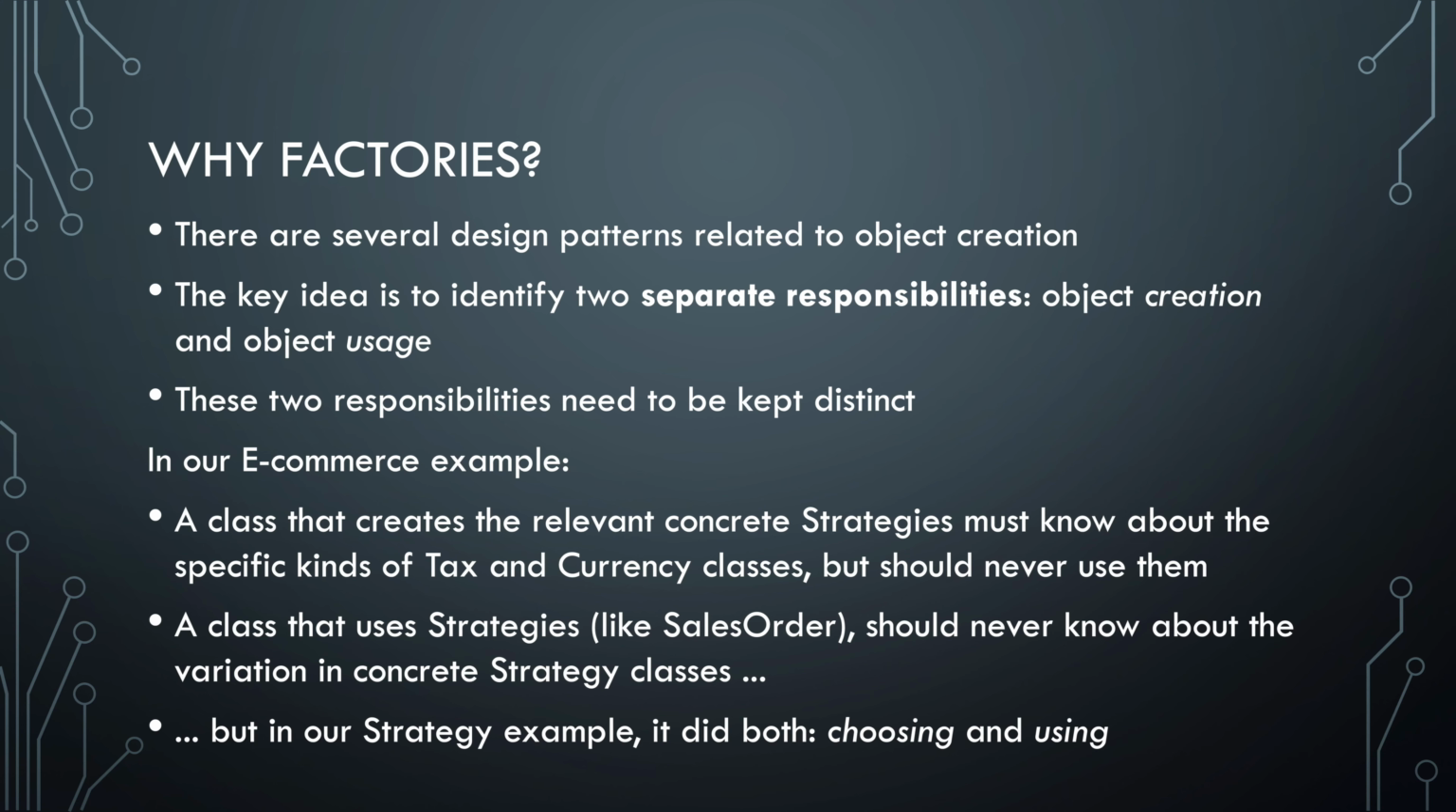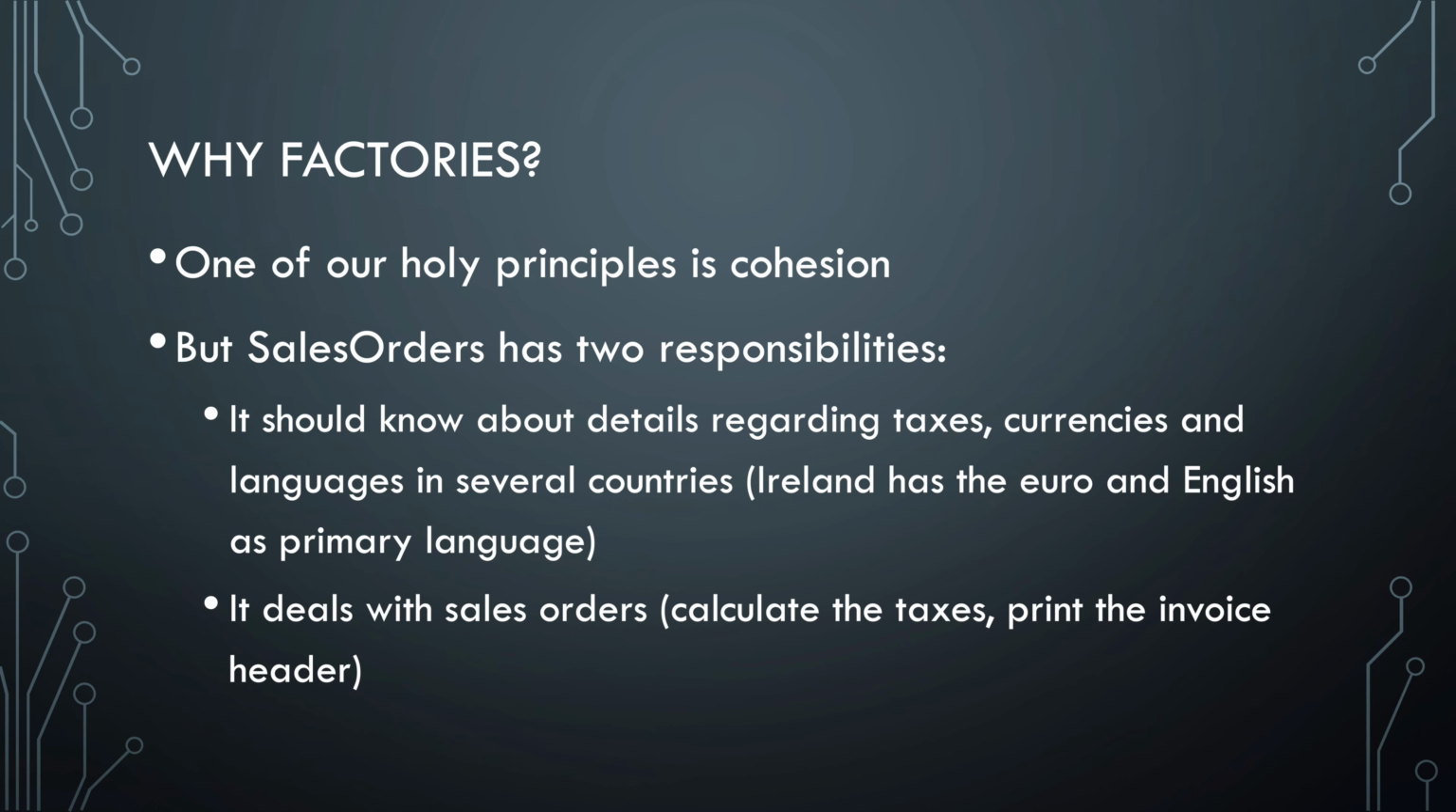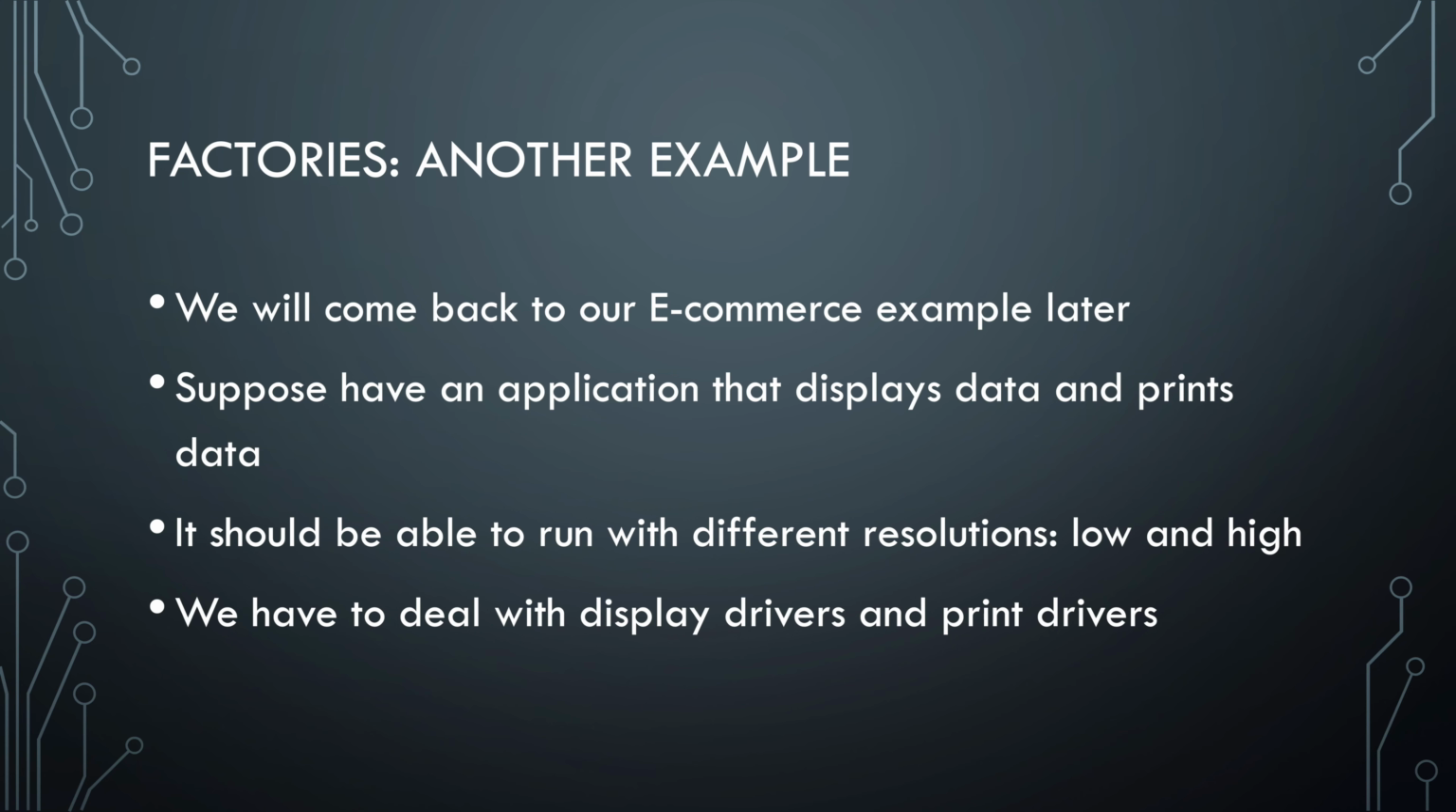We can improve our original example by introducing a factory pattern to produce the actual strategies, so sales order is relieved of that responsibility. The reason factories are used a lot is because they allow for higher cohesion. Cohesion of sales orders should be improved because it currently has two responsibilities: knowing the details regarding taxes, currencies, and languages for each country, and actually dealing with sales orders, calculating taxes, printing invoices, and so on. We'll come back to this example later on.